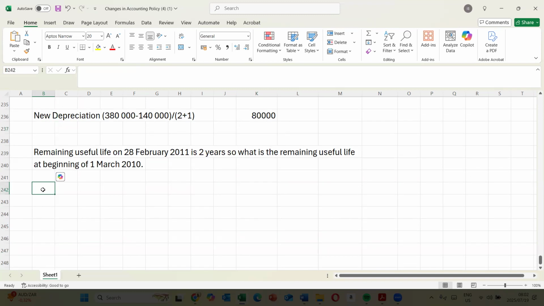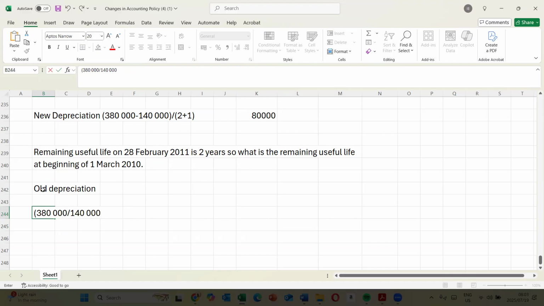And then old depreciation. Let's look into it. To do the calculation, there's nothing new or nothing hectic. We're going to calculate it the normal way. So it's going to be 380 divided by 140. Oh, sorry, it's 500, not 380, sorry. Remember, it's based on the original information. So the old depreciation, no changes.